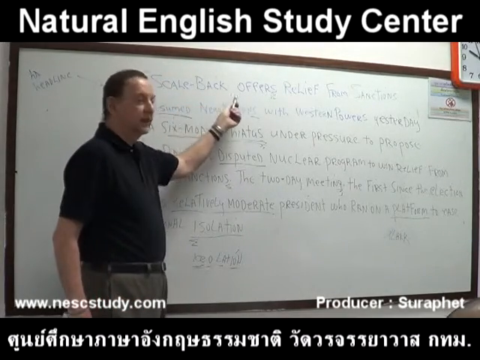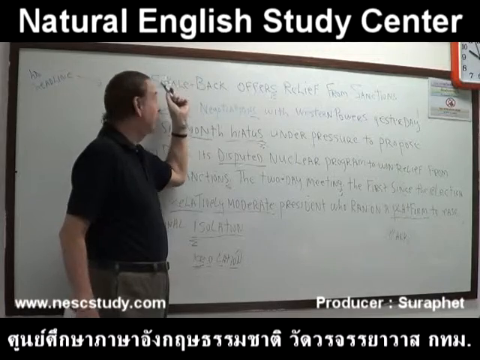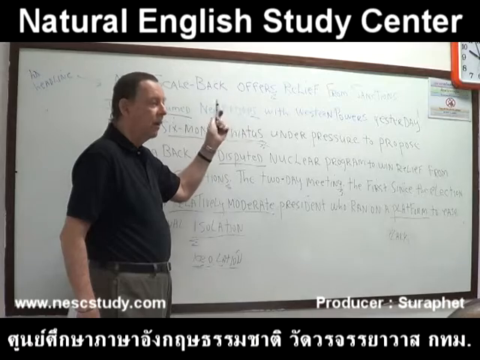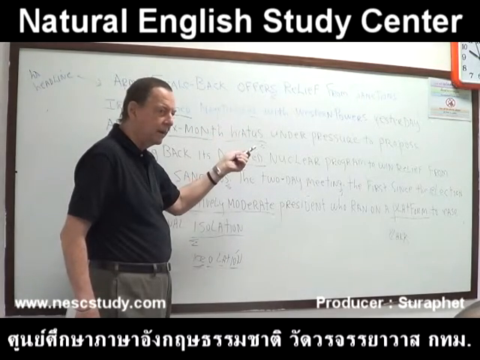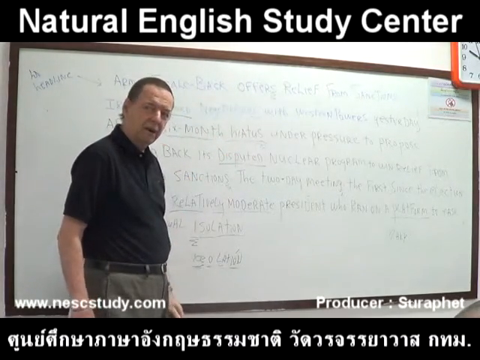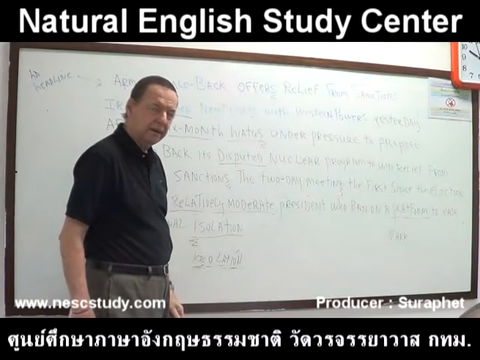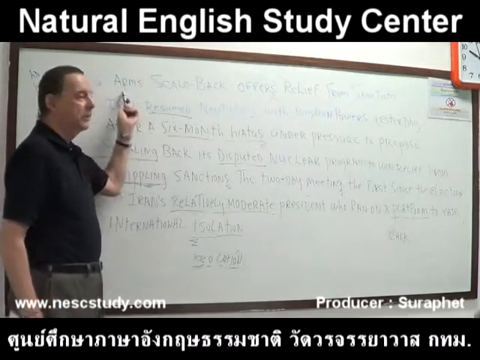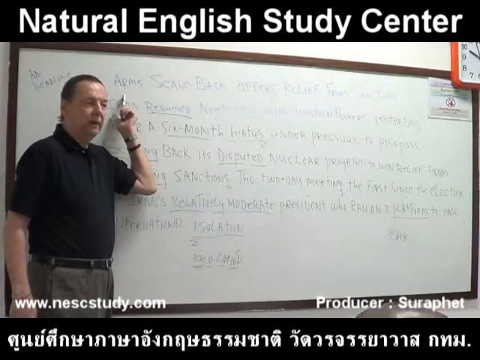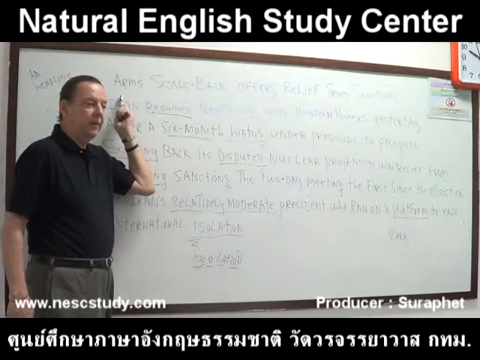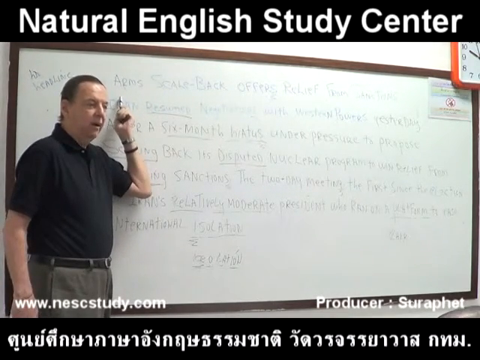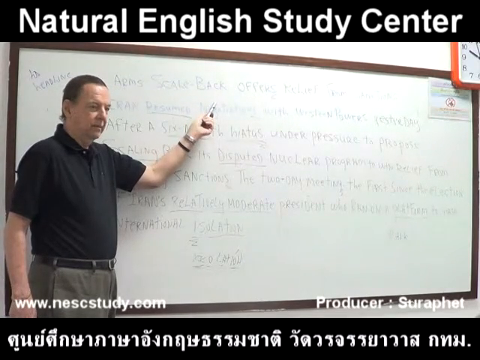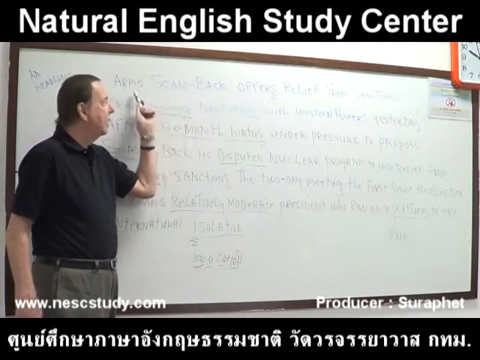Arms scale back, this is the headline of the article. Arms scale back offers relief from sanctions. What does that mean? Arms scale back. Weapons. Right, arms are weapons, the nuclear program, however you want to call it, atomic weapons, nuclear weapons. The arms scale back means to reduce the weapons.